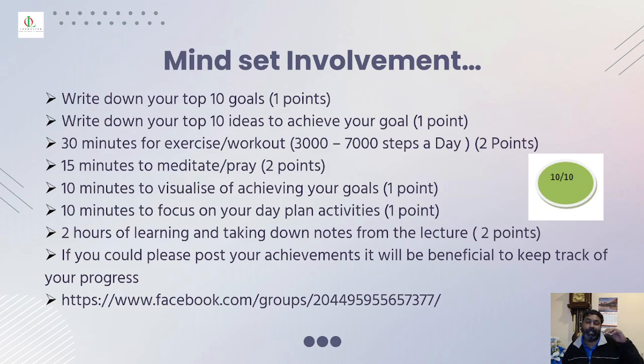First write the top 10 goals, and that gets you a point, and write down 10 ideas to try to achieve those goals, and you get another point. And please dedicate at least 30 minutes a day to go for a long walk, say 7,000 to 10,000 steps, and that gives you 2 points. You get more refreshed, and that gets your brain really thinking when you go out and watch different things.